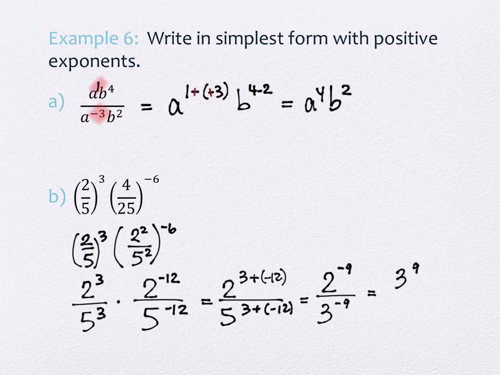3 to the 9th will be on top now, so it'll be a positive 9. When it moves up, it becomes positive. And the 2 to the 9th will be on the bottom because when it's... Oh, did I write a 3? Yeah, it should be a 5. Thank you. Let's get a 5 in there. 5 to the 9th will be on top, and then 2 to the 9th will be on bottom.